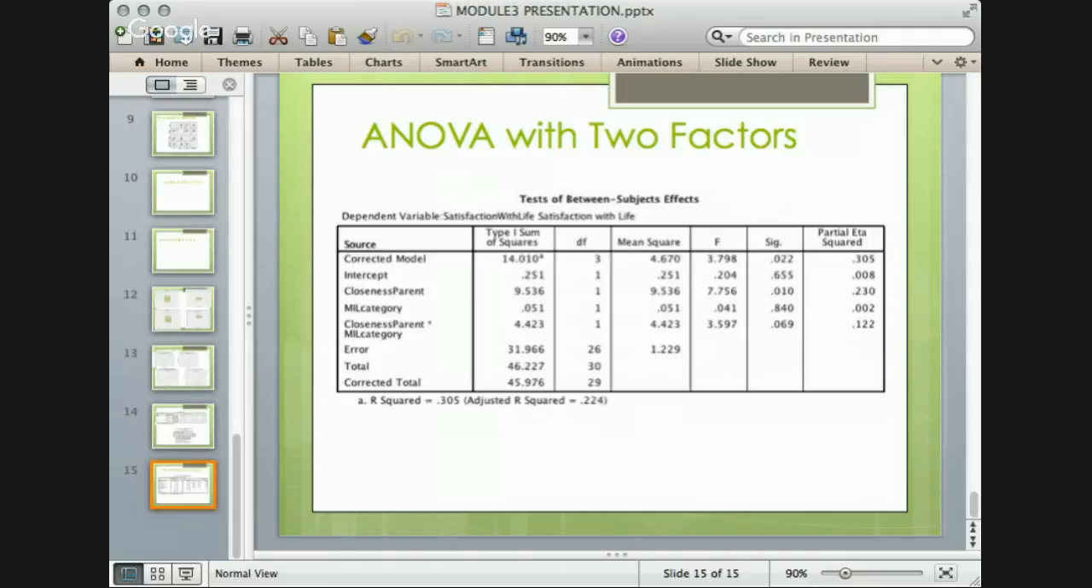So this would mean a significant mean difference in satisfaction with life, in the main effect of closeness with parent, between the mother and father levels. And then we look at meaning in life, and that's not significant. It's higher than 0.05. And we look at our interaction between closeness and meaning on satisfaction with life, and that is not significant as well. So it's interesting to take those into account and to test what we're trying to measure here with satisfaction with life. Okay, and that's the end of my module.